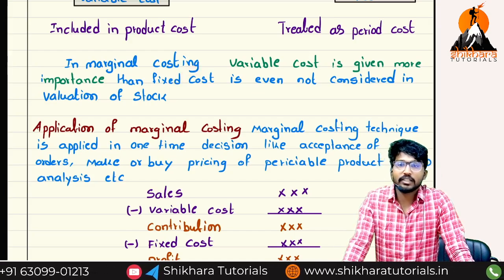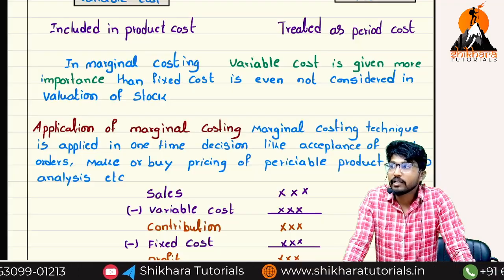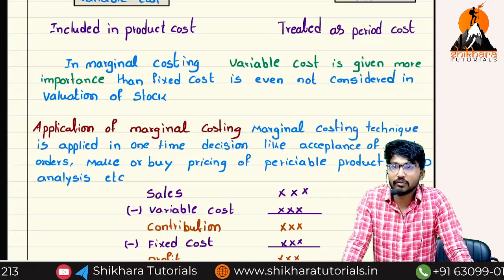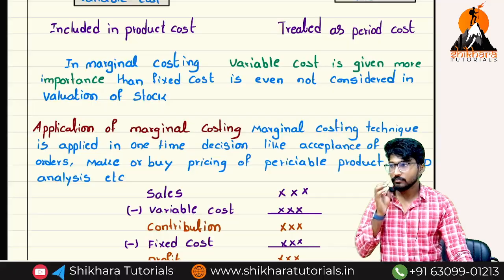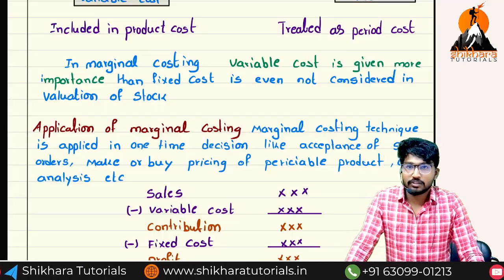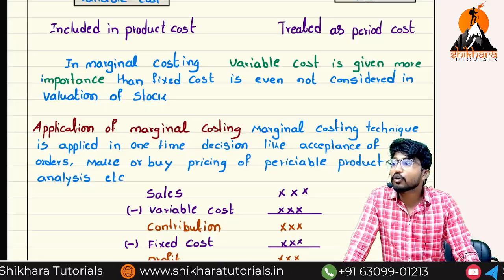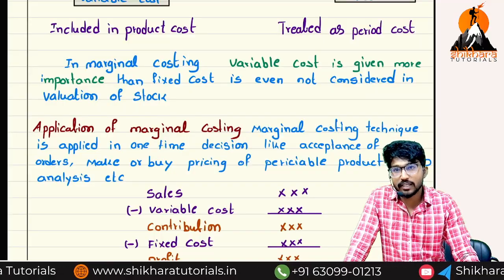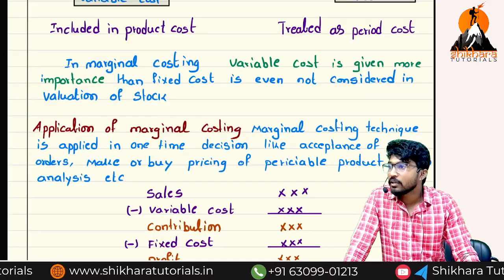As per marginal costing, stock is valued at only variable cost. As per absorption costing, stock is valued at total cost. As per marginal costing, the stock is valued at variable cost only. As per absorption costing, opening stock as well as closing stock is valued at total cost.